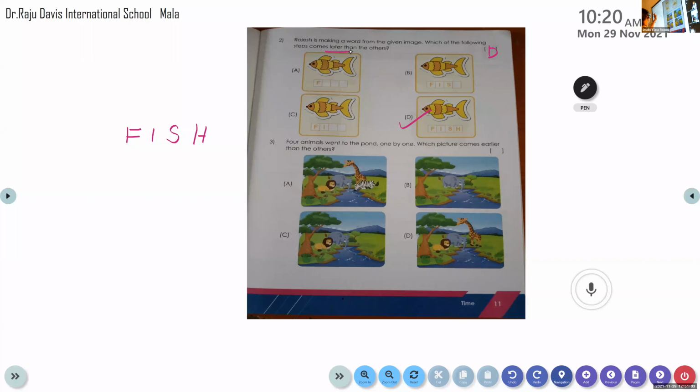Is it clear? Is it clear? Yes. Shall we move to question number 3? Yes. Think and tell me the answer.